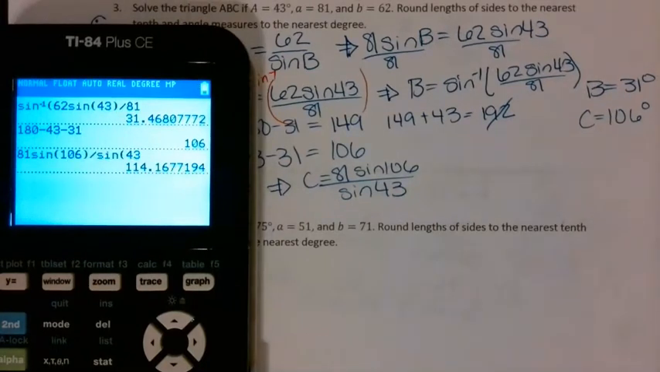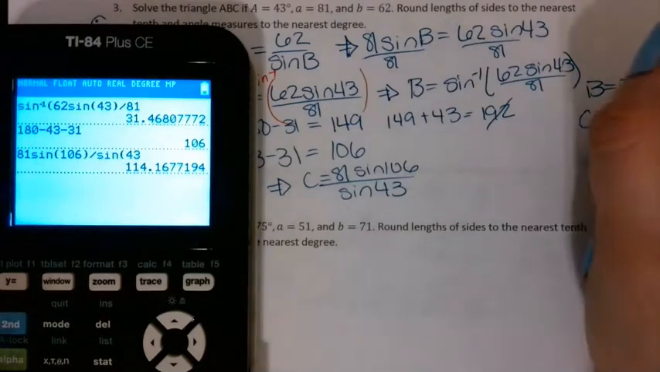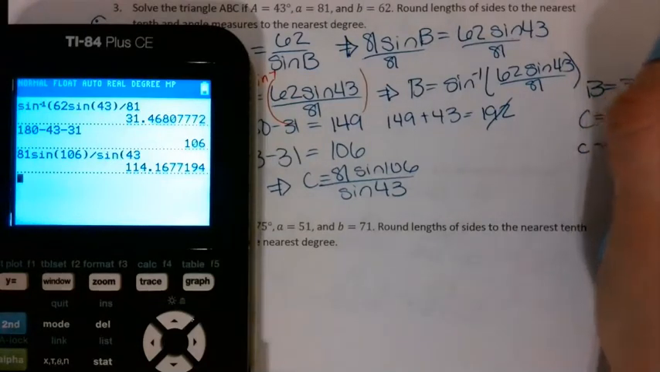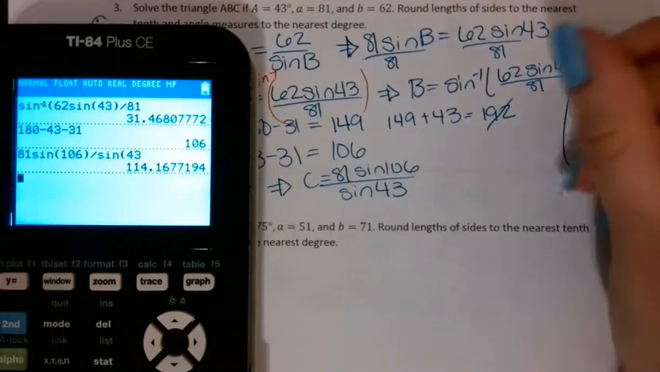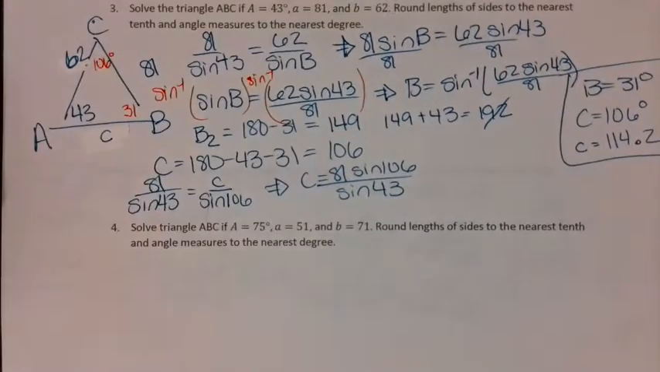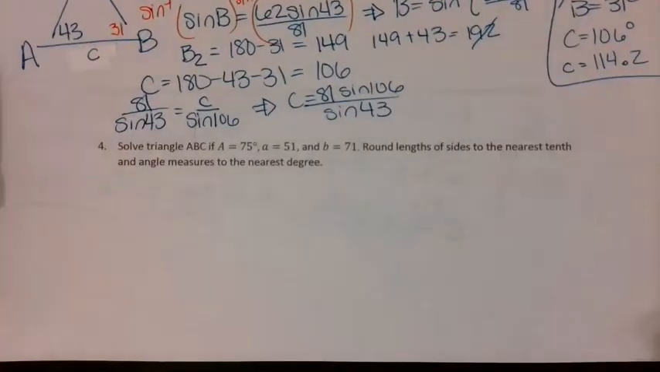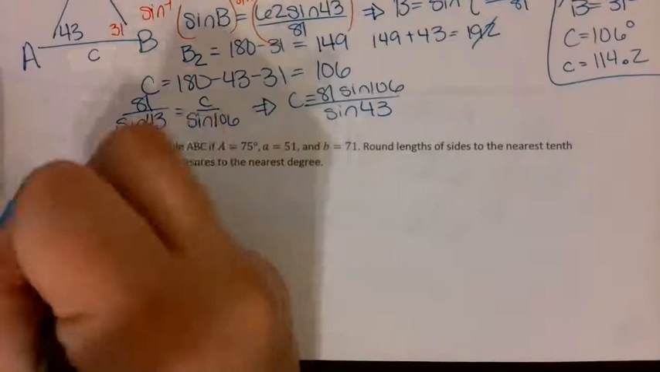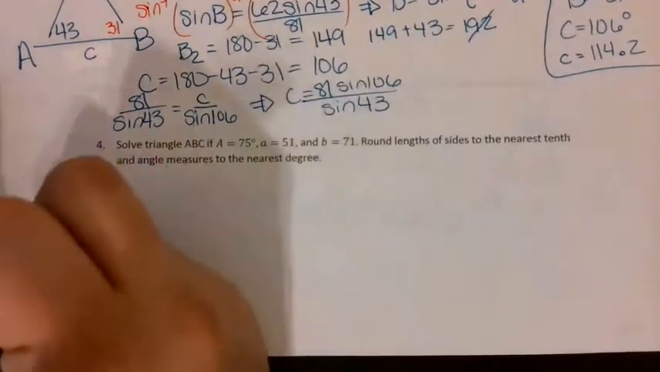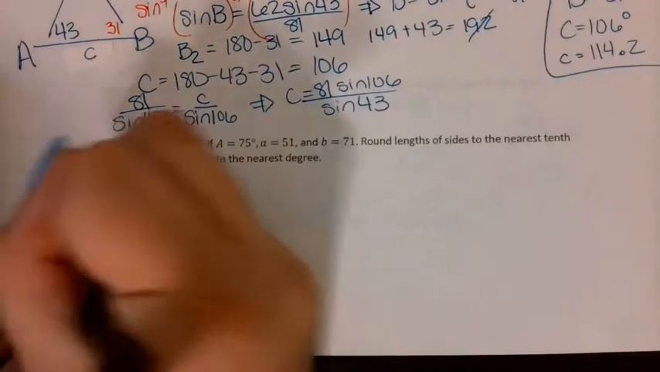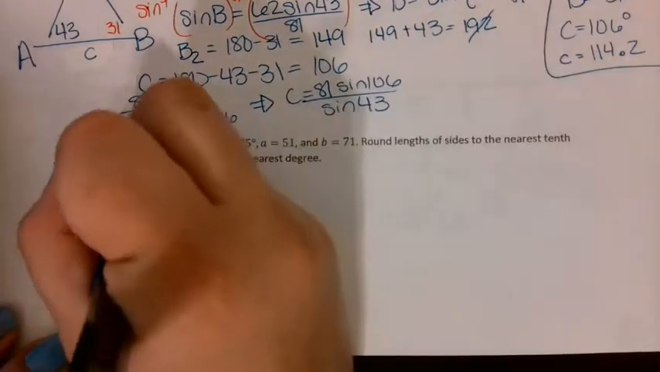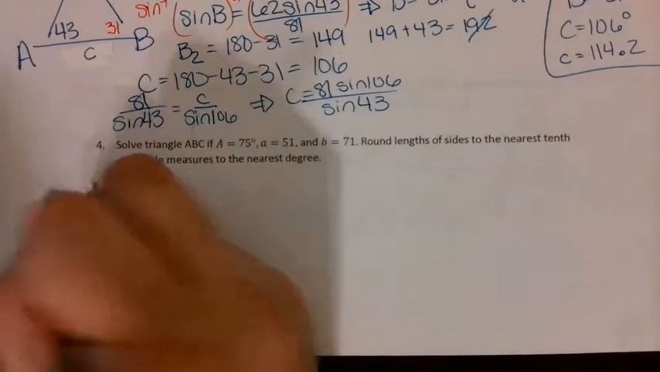And this gives me 114.2 for my little c side length. Okay. Same thing on number 4, it's going to give me an angle and two sides. So I want to draw out my triangle. My angle is 75 for A, little a is 51, little b is 71.